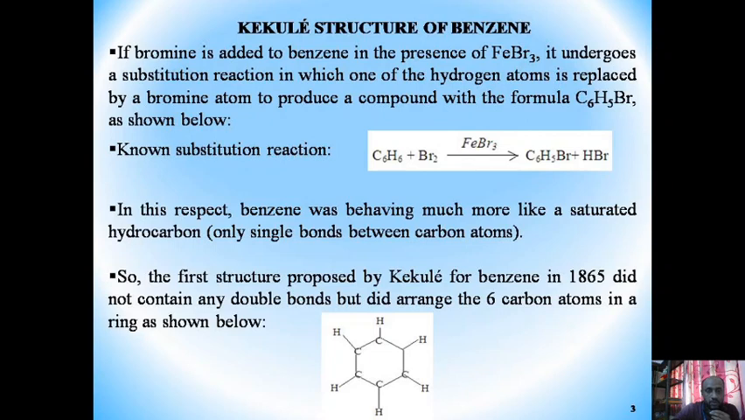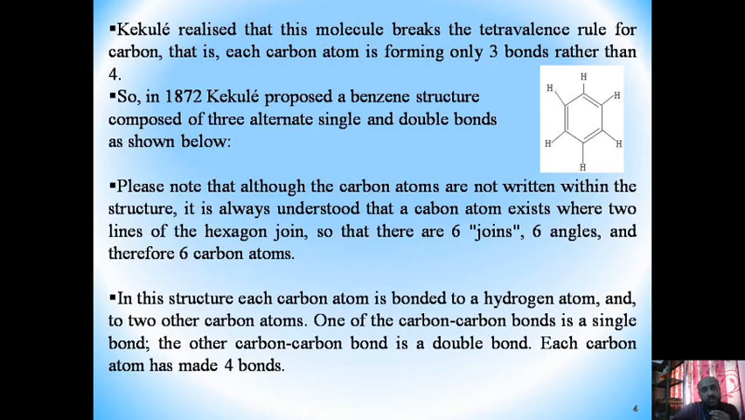So the first structure proposed by Kekulé for benzene in 1865 did not contain any double bond but did arrange the 6 carbon atoms in a ring, as shown below. This is the first structure discovered by Kekulé. Then Kekulé realized that this molecule breaks the tetravalence rule for carbon. That is, each carbon atom is forming only 3 bonds rather than 4. So in 1872, Kekulé proposed a benzene structure composed of 3 alternating single and double bonds, as shown in the figure. This is the structure according to Kekulé.